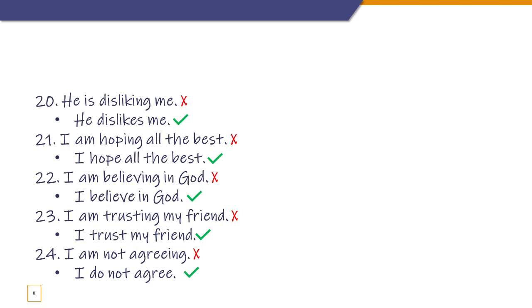So as I told you, likes and dislikes again. So he is disliking me. That's wrong. What do you say? He dislikes me. And hope, I'm hoping all the best. People generally say I'm hoping for the best. It's a very commonly used sentence, but more appropriately used form should be I hope for the best.